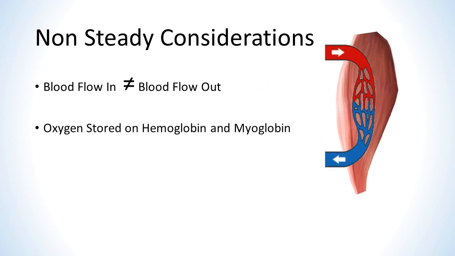The second factor is oxygen that is stored within the muscle. Oxygen is stored in the myoglobin and hemoglobin inside of the muscle. Depending on the available blood flow and the metabolic needs of the muscle, this oxygen may be consumed or replenished. This is also a non-steady consideration because there is a finite amount of oxygen stored. When it is gone, it can no longer be used for metabolism.